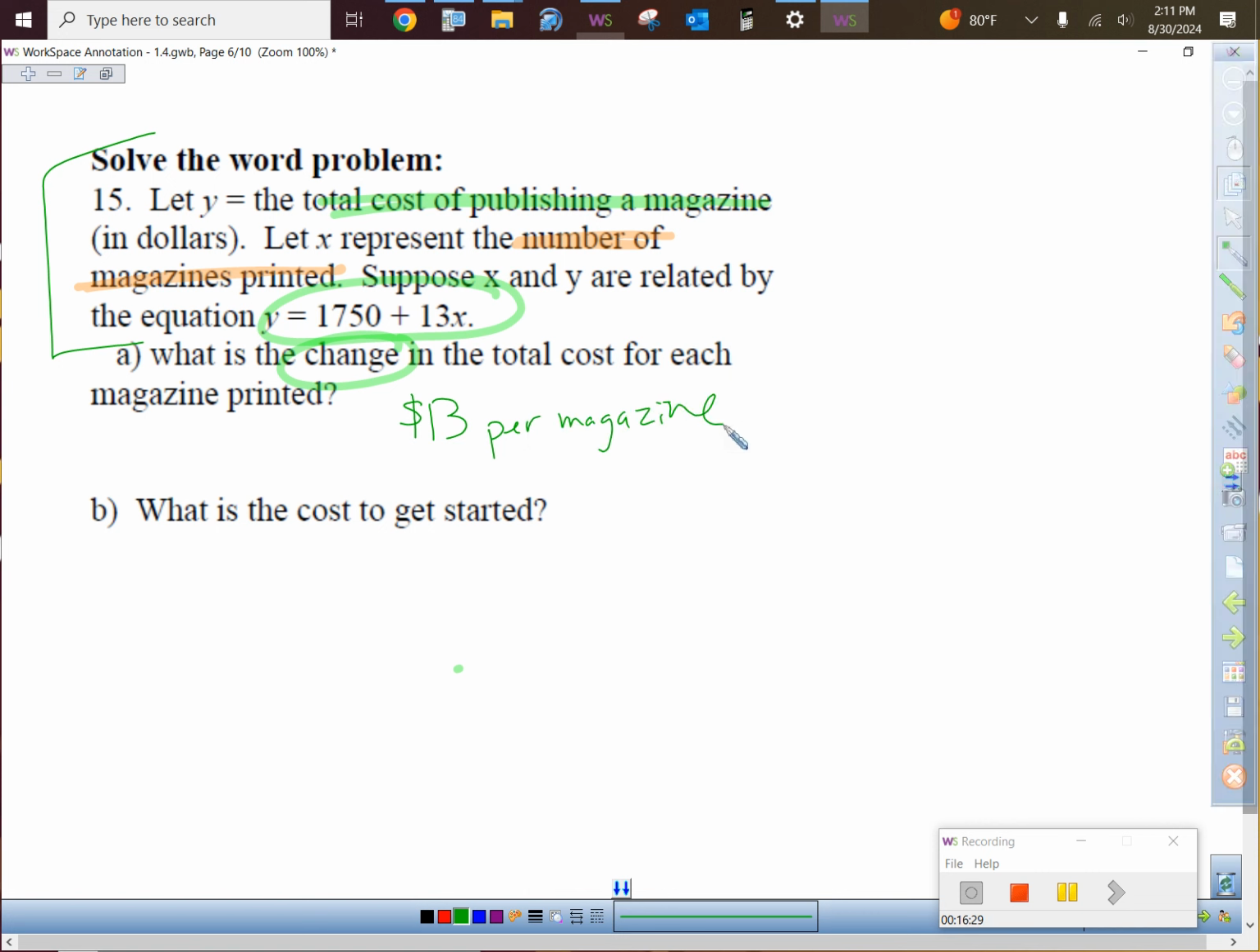What is the cost to get it started? Meaning if they printed 0 magazines, right? You know, when you get started, they printed 0 magazines. We could put 0 in for this. You'd get nothing. There's still a cost. What is the cost they had to get started? That's your y-intercept, right? That's your initial starting value. So $17.50, y'all.